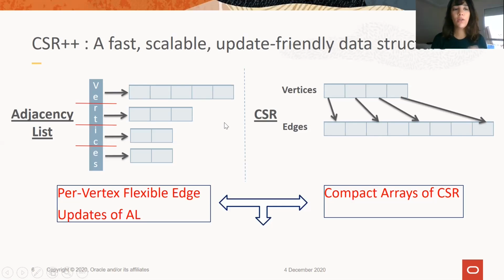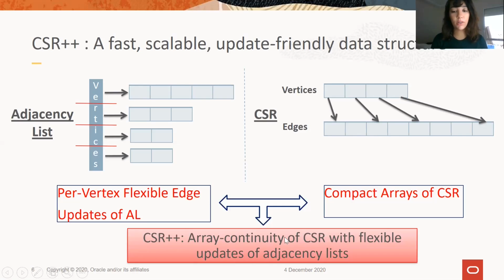But the adjacency list allows for faster updates and faster edge array handling in case of mutation. So the idea here is to combine the array continuity of CSR, meaning that we design CSR++ with compact arrays of vertices, for example, with the flexibility of updates of adjacency lists.